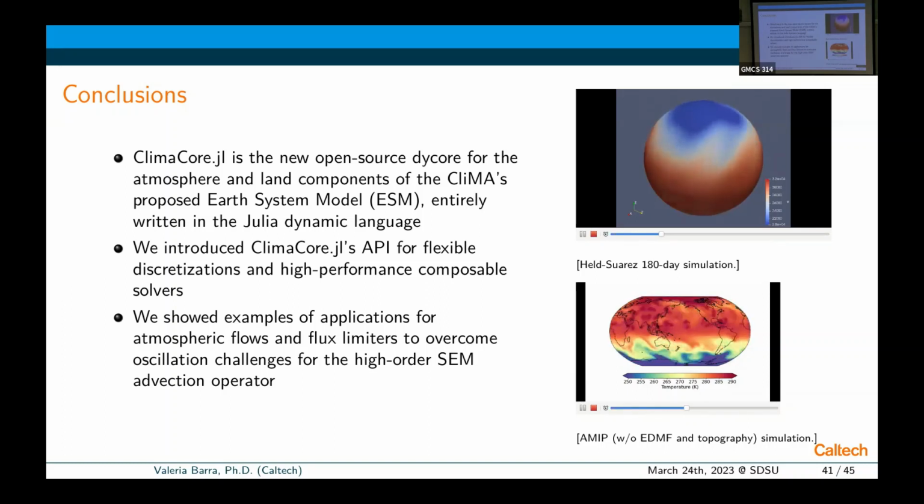So I showed you ClimaCore API. It's the new dycore for the CliMA proposed Earth system model. I introduced some examples and I showed you the flexible discretizations and composable solvers for fast solutions. And I showed you examples to overcome challenges in the spectral element representations like flux limiters and flux-corrected transport.